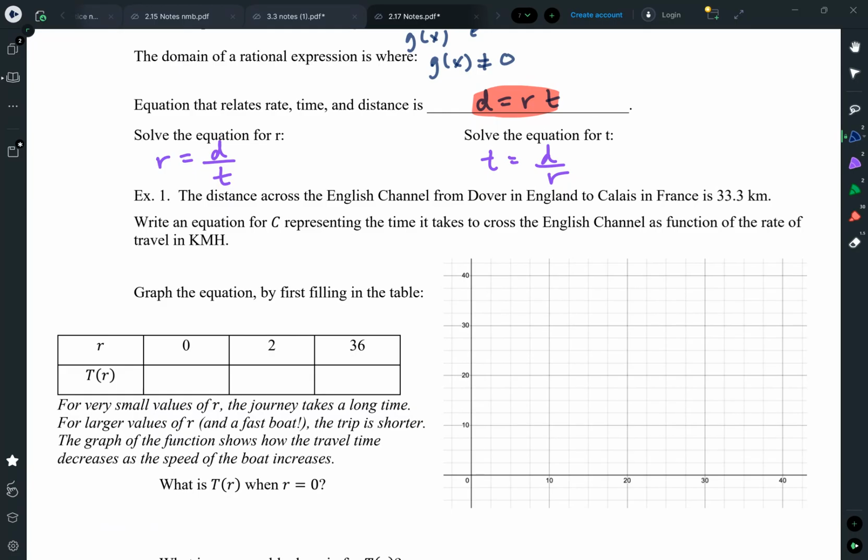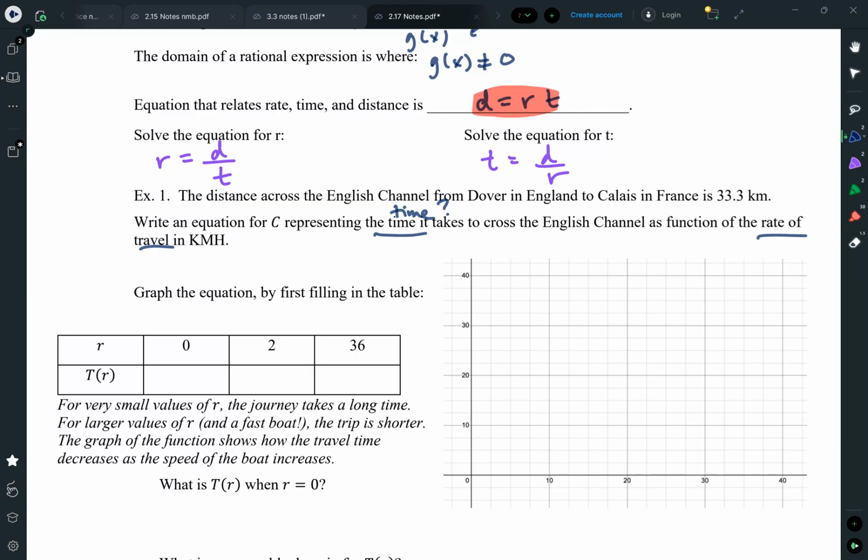But if we swim really, really fast, that means we would have a really high rate of speed. As we're swimming, we know it's not going to take very much time. But if we swim really, really slowly, it could take us a lot of time. We're looking to write an equation representing time. That's what we're finding as a function of the rate of travel. So we want to have t equals.